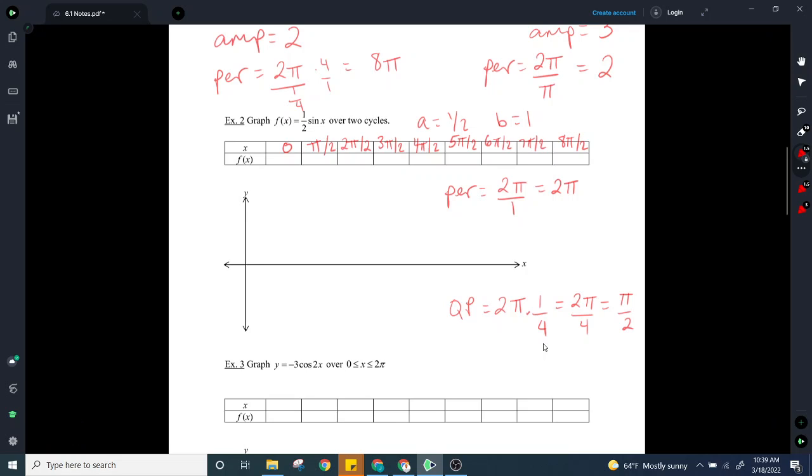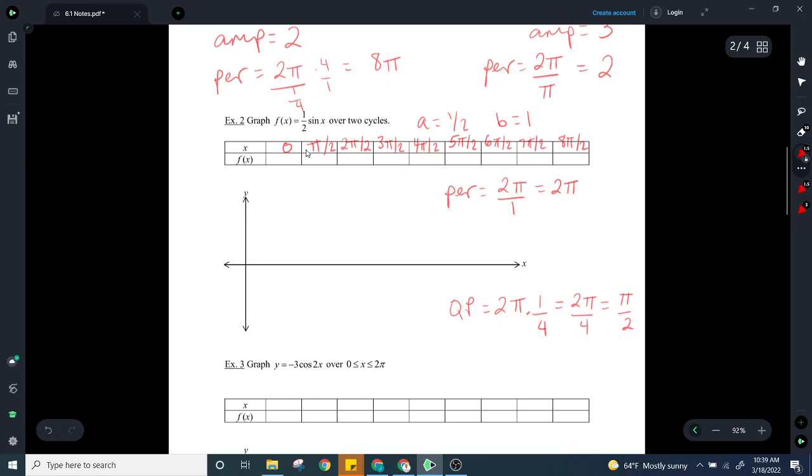Now, if you stop and think about that, the period was 2 pi. I wanted you to graph 2 cycles. So 2 cycles would be 2 pi times 2, which is 4 pi, a distance of 4 pi total. So if I go from 0 to 8 pi over 2, guess what? That's 4 pi. So this is 2 complete cycles.